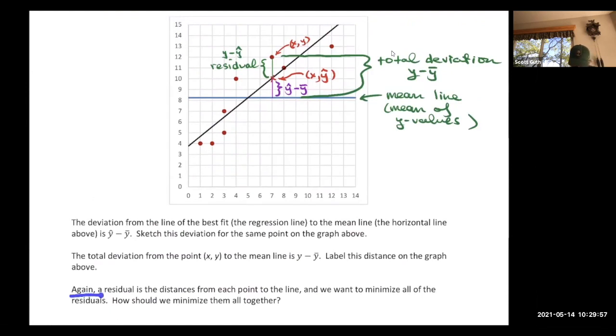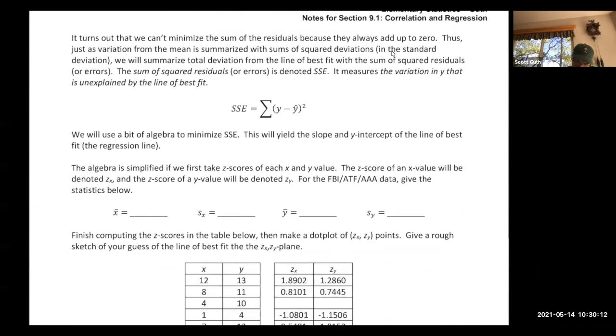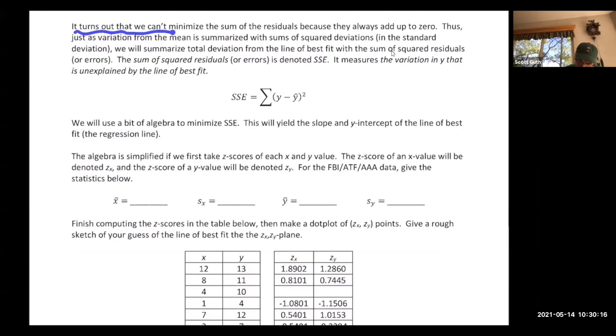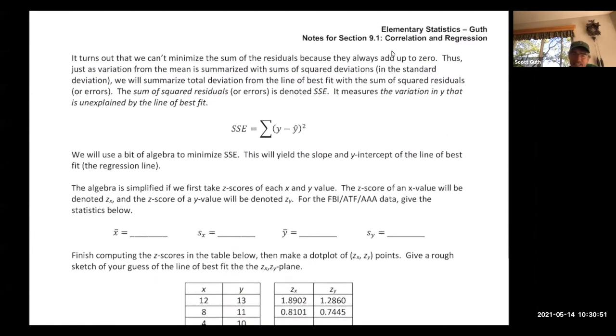So I'll read this again here. It says a residual is the distance from each point to the line, and we want to minimize all the residuals. How should we minimize them all together? Is the question. So these residuals are what we're trying to minimize. Well, it turns out we can't minimize the sum of the residuals because they always add up to 0. Now, this was the same problem we had when we were computing standard deviation. The sum of the deviations from the mean always add up to 0. And that's where that whole notion of degrees of freedom came from. There were n deviations, but only n minus 1 of them were free. So that was the degrees of freedom. We have the same thing with residuals. They will always add up to 0. And so that makes it difficult.